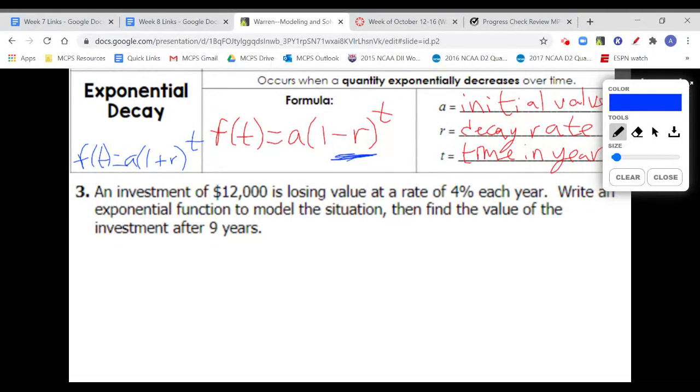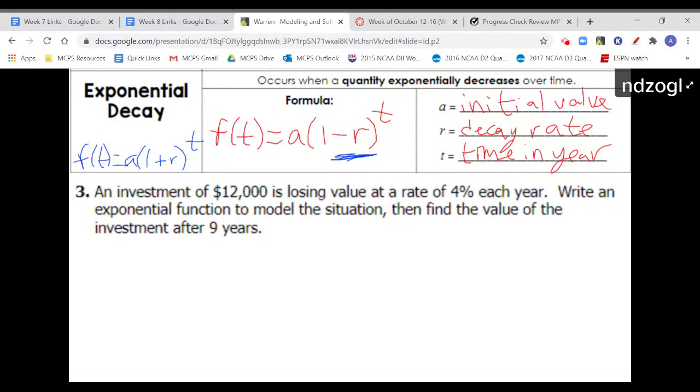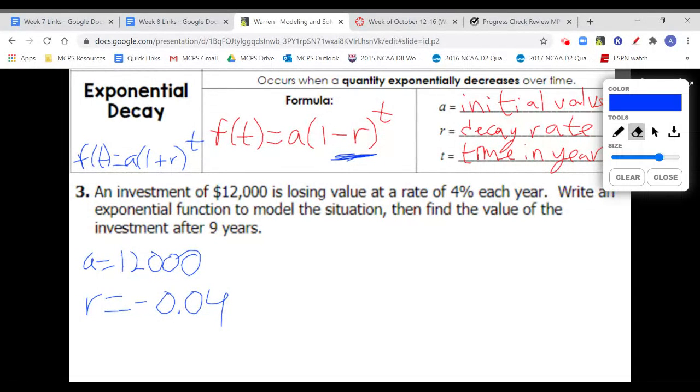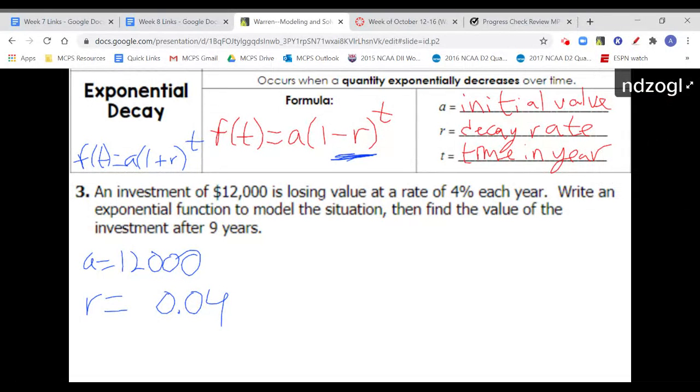So going through this problem then, an investment of $12,000 is losing value at a rate of 4% each year. So it's an investment of $12,000. So that's my initial value. And it is losing at 4% each year. So I go ahead and think about that as a negative rate, like negative 0.04. Okay, you could think about this and write it as a positive, and then you could still go back and just subtract when you get to the formula. So again, that's a choice that you can make. But then my goal is going to be to find the value after 9 years.